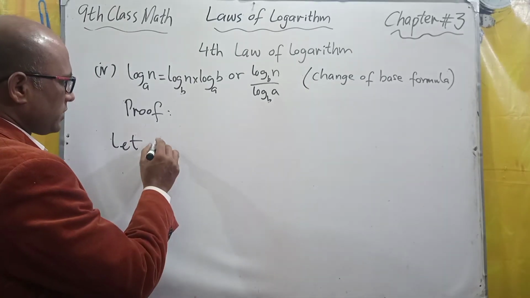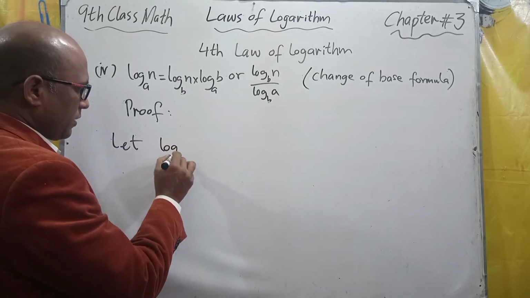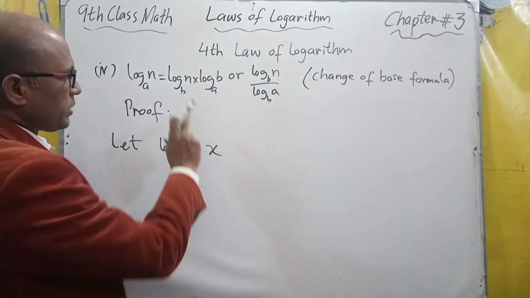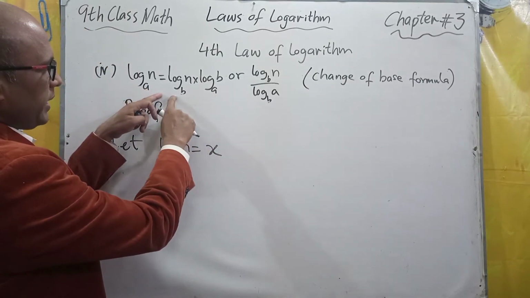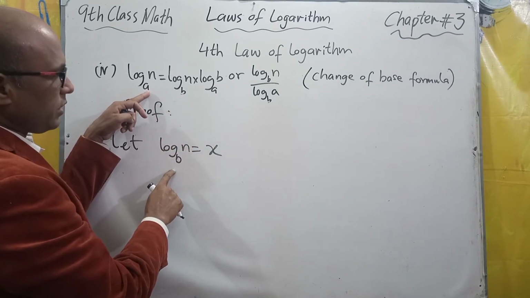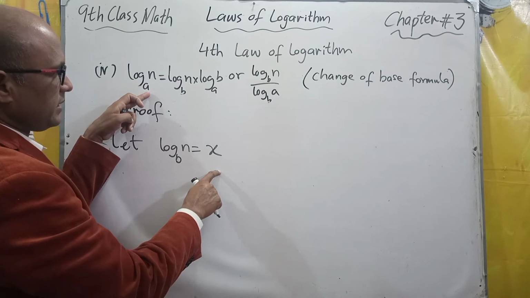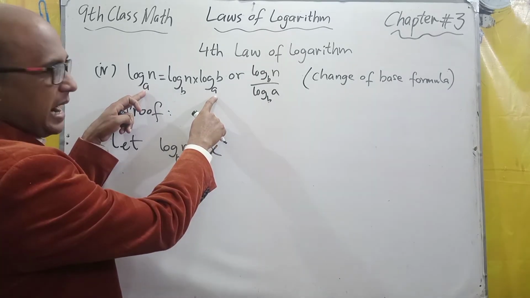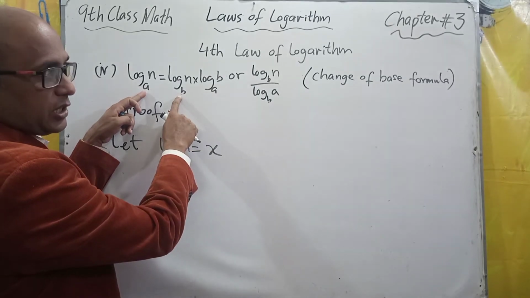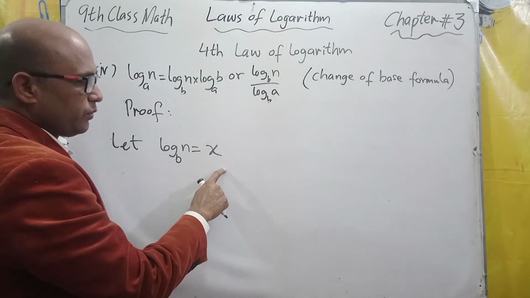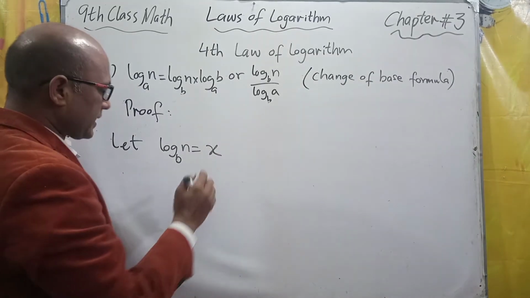We'll suppose, or let, log b of n is equal to x. Students, from this statement, this one will be taken to suppose it equal to x, because both of these log a are the same, so we'll take the odd one. Keep that in mind. So log b of n will be put equal to x.